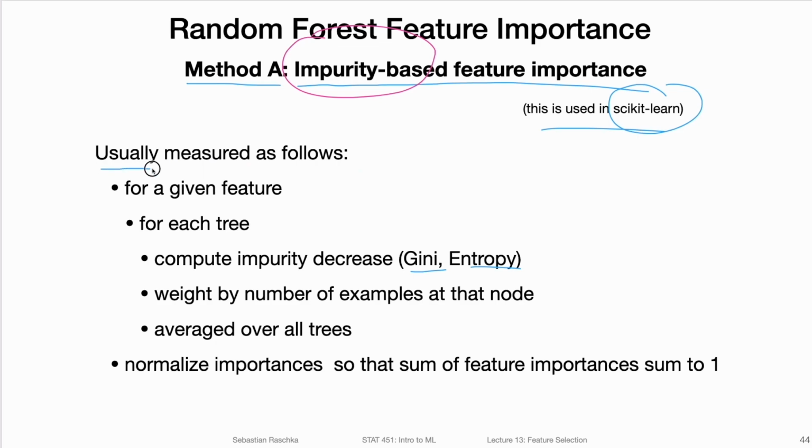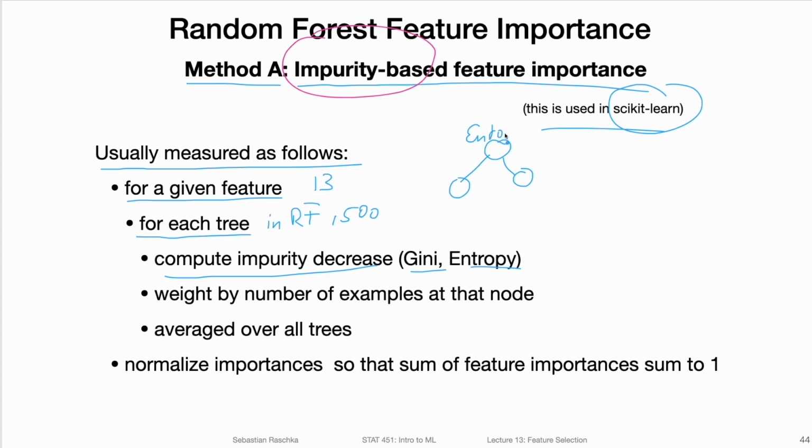So let's walk through it step by step. For each given feature, so we are looping over the features, and if we consider the wine data set, we have 13 features there, right? And then for each tree in the random forest, and if you recall from the previous slide, we had a random forest with 500 decision trees, we compute the impurity decrease. This is what I showed you when we talked about the decision trees earlier. We had a decision tree where we looked at the entropy, could also be the Gini, but let's say we looked at the entropy here.